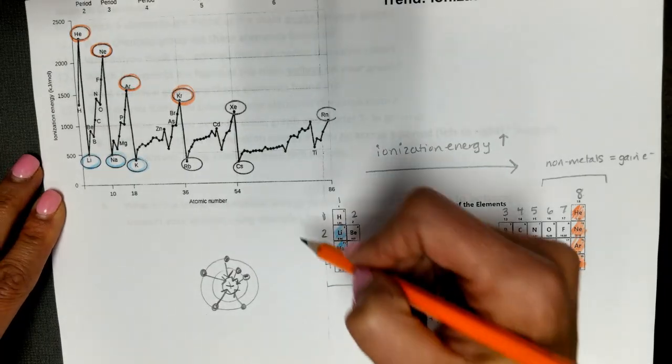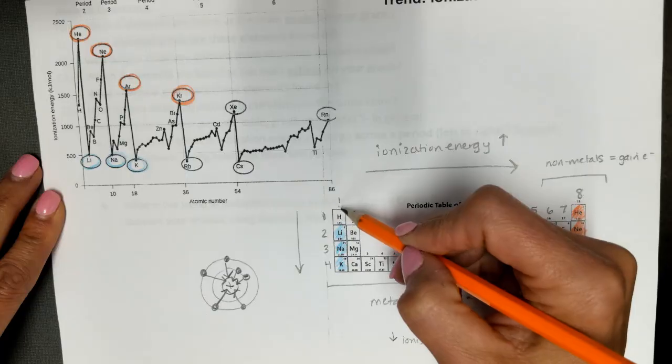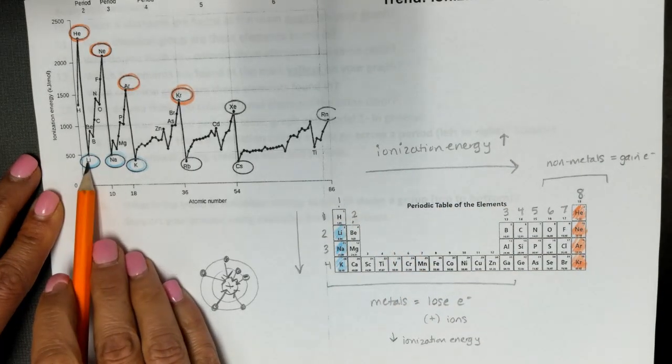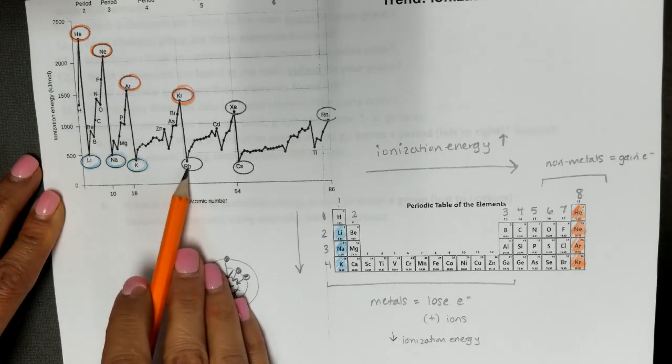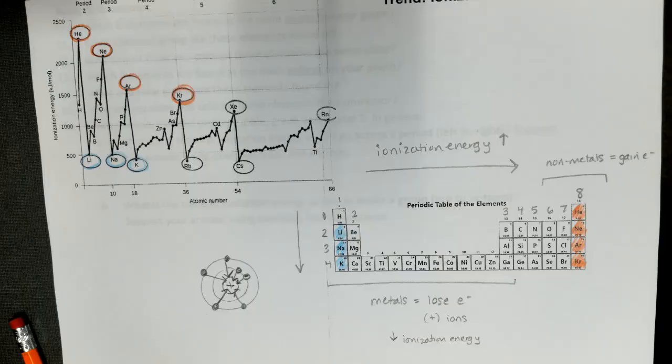Let's look and see what happens as we go down. Okay, so if I'm focusing on just group 1 elements, so that's lithium, sodium, and potassium, and then these guys here, they're also in group 1. I just don't have them on my periodic table here.